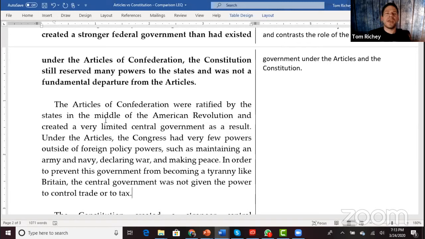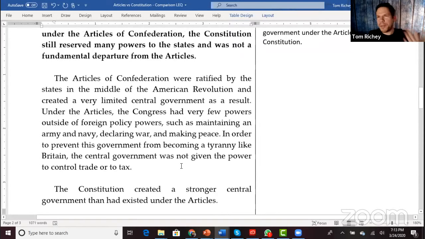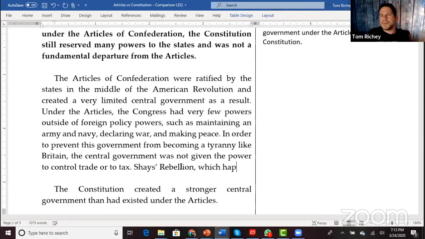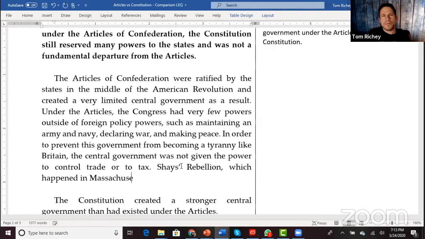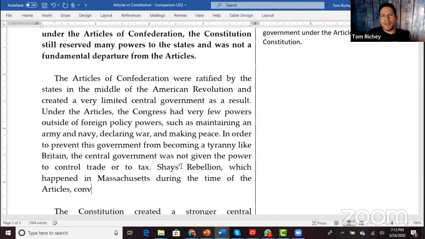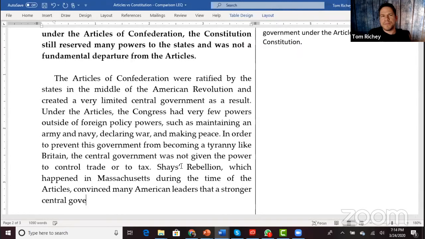Okay, so we're going to see here that the Articles of Confederation had very few powers. Then we see here that it is not given the power to control trade or to tax. Okay, now the thing is, we could build in some stuff that could be contextualization or could be outside evidence. So for example, if right now I started talking about Shays' Rebellion, which happened in Massachusetts during the time of the Articles, convinced many American leaders that a stronger central government was necessary.